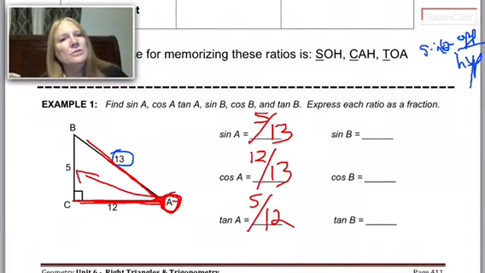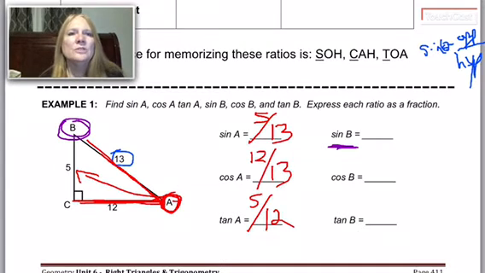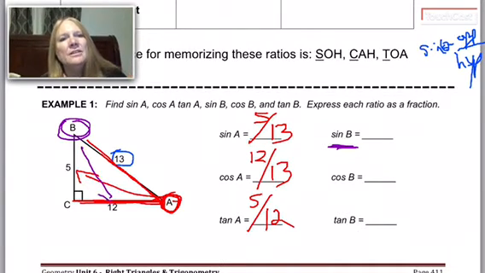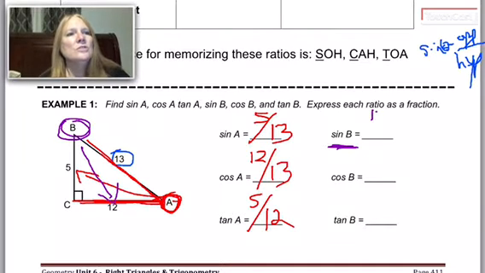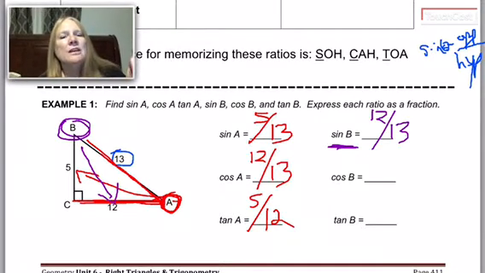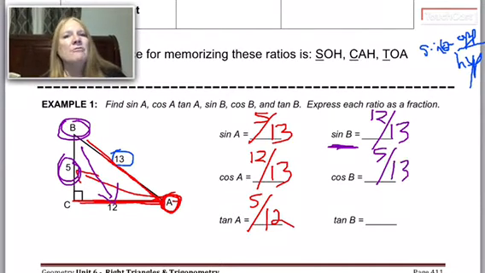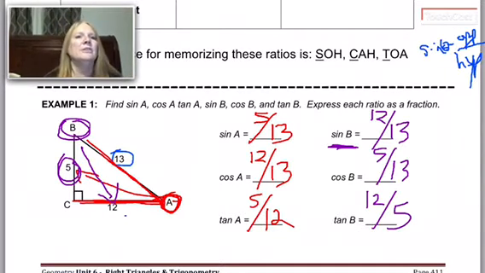Now, if we want to go to the sine of B, we're looking at this angle. The hypotenuse is still 13, but the side opposite B is 12. So this is 12 over 13. Looking at B, the adjacent side is right here, so cosine is 5 over 13. And from B, opposite over adjacent is 12 over 5. So you have to be careful and make sure that you're looking at the right angle and just apply the definitions. Marking your hypotenuse will help.